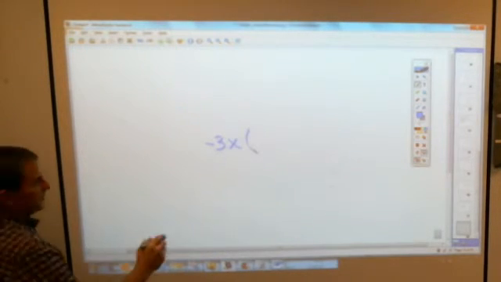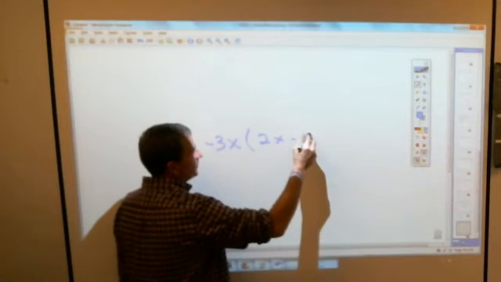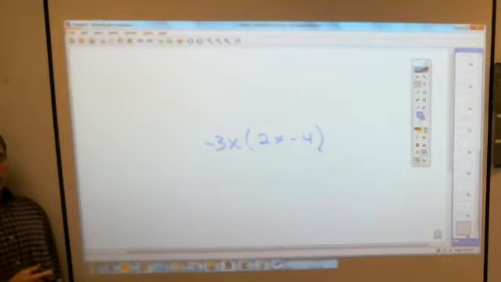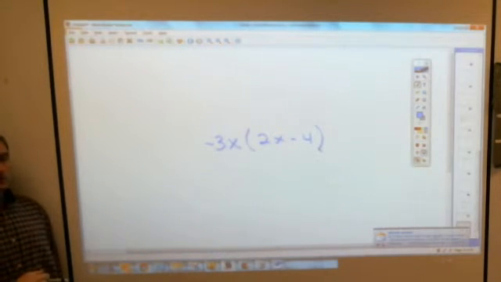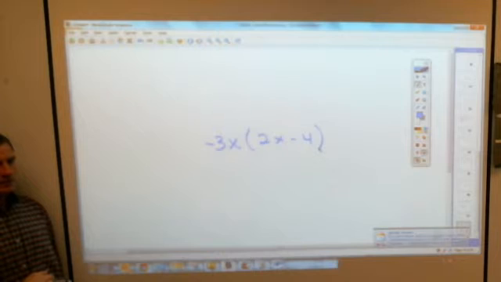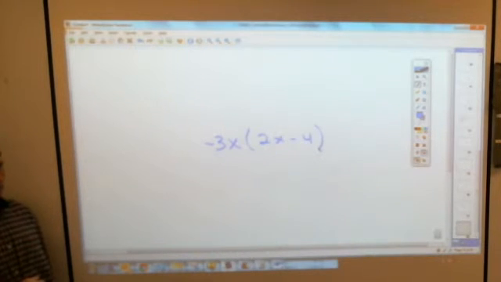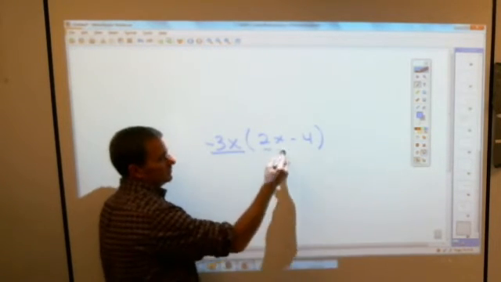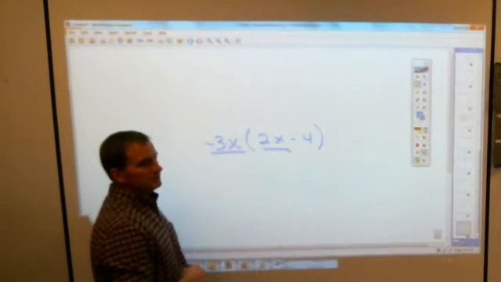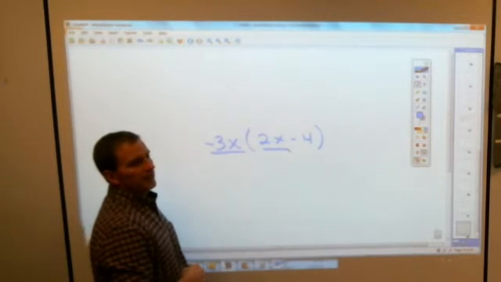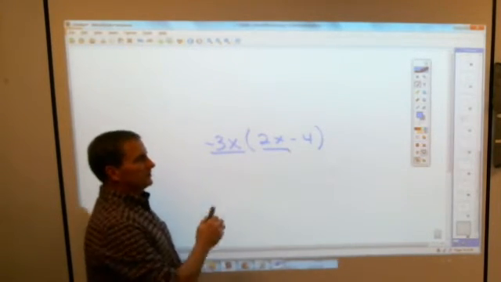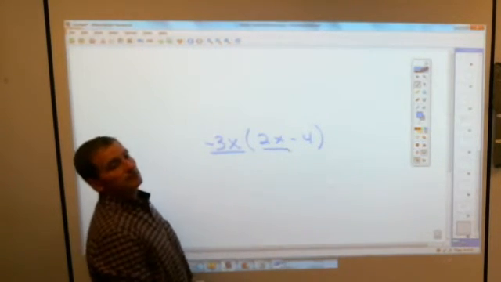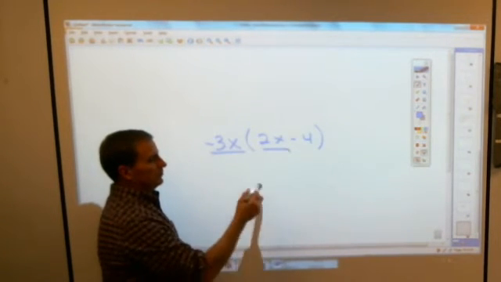Negative 3x times 2x minus 4. Here we go. Practical applications of what we just learned there. If you use the distributive property there, what are you going to get? Cassandra, if you multiply this out, what am I going to get? What do I get if I multiply this times this? First thing you got to decide is it going to be minus or plus? One negative between the two of them means it's going to be negative.